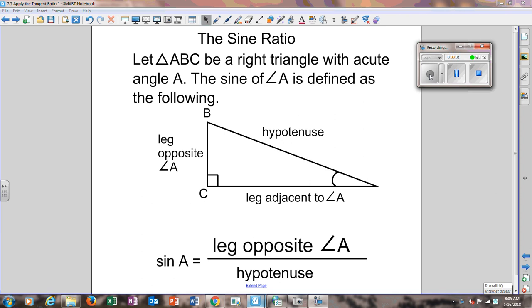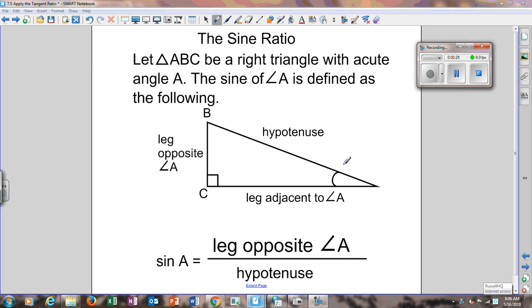Okay, today's lesson is 7.6, the sine and cosine ratios. The sine ratio: we have triangle ABC, where it's a right triangle with acute angle A. Then the sine of angle A is defined as the following. It's the leg that's opposite of angle A divided by the hypotenuse.